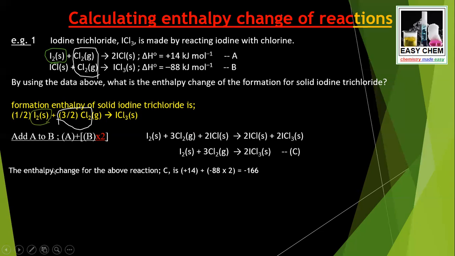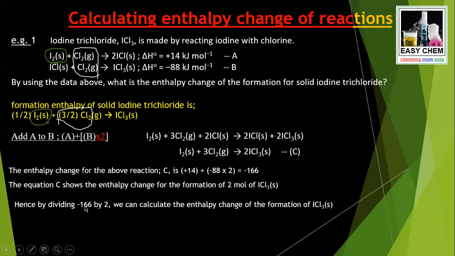So here, the enthalpy change for the above reaction, meaning reaction C, is plus 14. How do you get plus 14? Because equation A has plus 14. Plus, the second equation has minus 88, but because we multiply that by 2, it should be negative 88 by 2. Total answer is going to be negative 166. But the equation C shows the enthalpy change for the formation of 2 moles of ICl3. Hence, by dividing negative 166 by 2, we can calculate the enthalpy change for the formation of ICl3 as negative 83 kilojoule per mole.